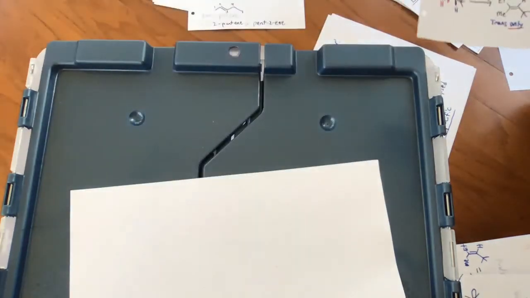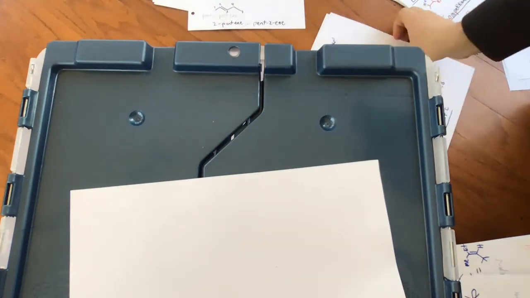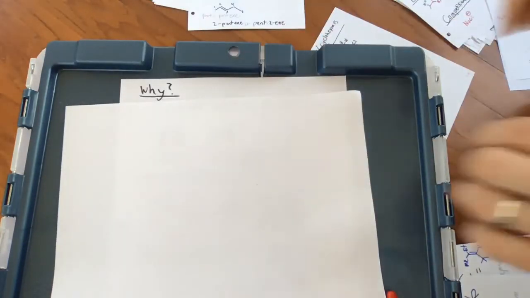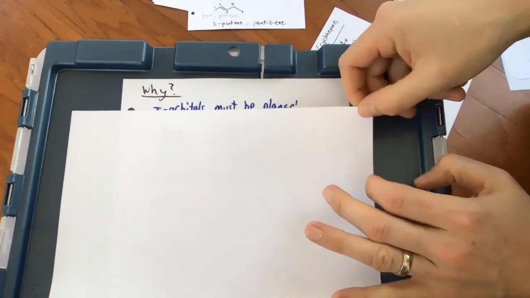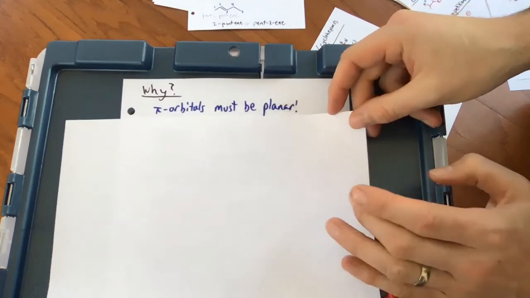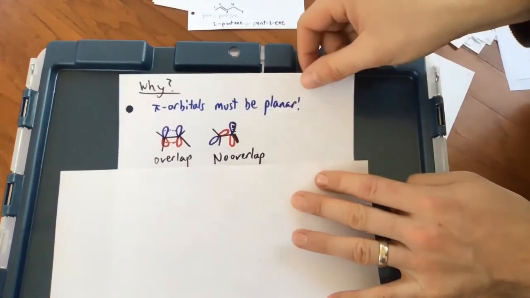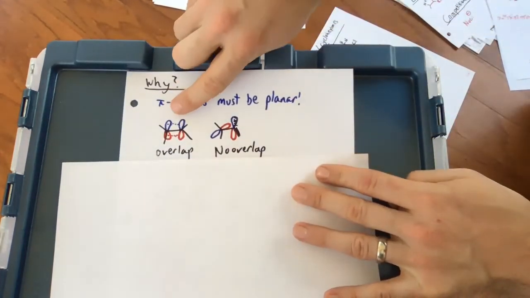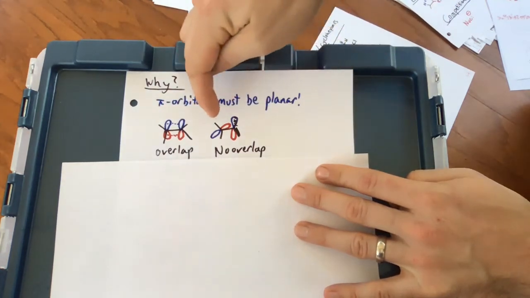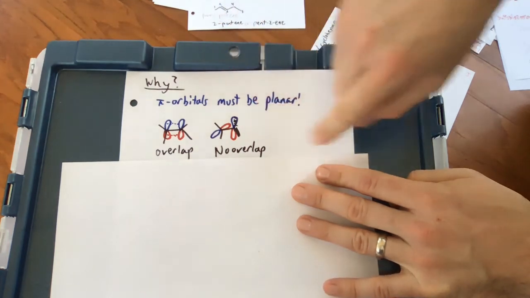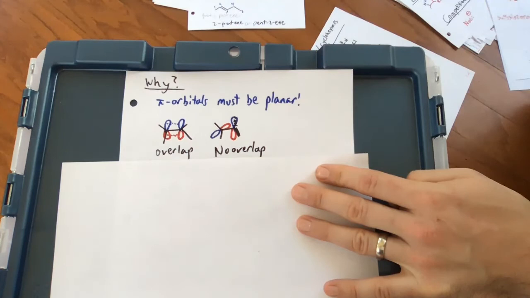And so the question that's being begged to be asked is, why does this happen? And the answer is because pi orbitals, when you make them, must be planar. Remember from our chapter 1 and 2 discussions, when you make a double bond, you have to have overlap between both p orbitals. If you have a situation where one p orbital is orthogonal to the other, then there's no overlap, and that's not a double bond.